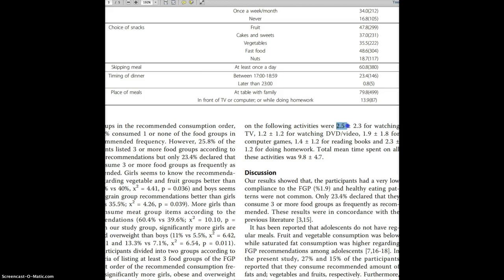So this shows us that we have a mean with a standard deviation. This plus or minus generally means that that's a standard deviation. So if somebody asks us, well, what was the mean for this? They spent 2.5 hours watching TV. If the next question we asked was, well, how much time did the middle 68% of the people spend watching TV, you'd add one standard deviation and subtract one standard deviation.